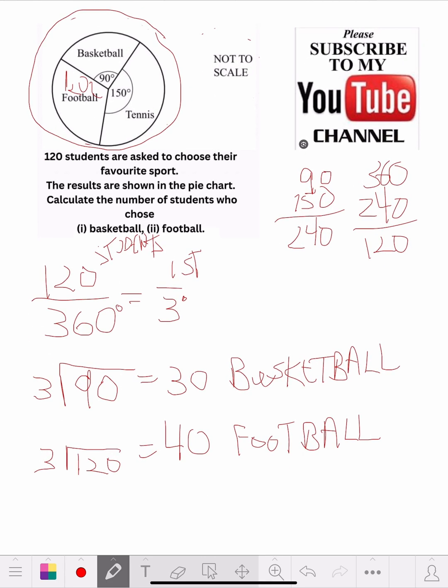Okay? Now, hey, if they had asked you tennis, how could we do the tennis? We do 150 divided by 3. What's that? 50. For tennis.